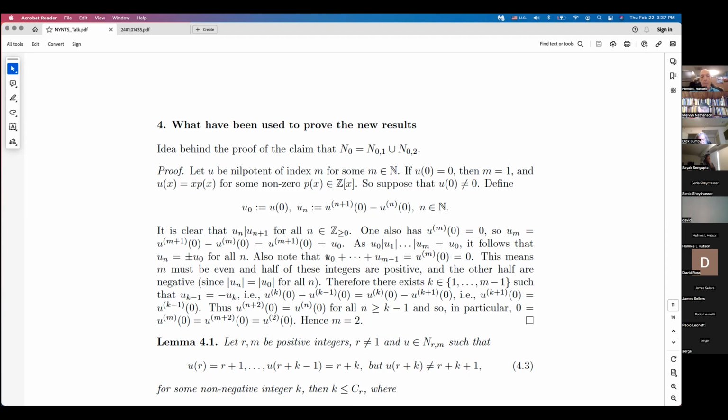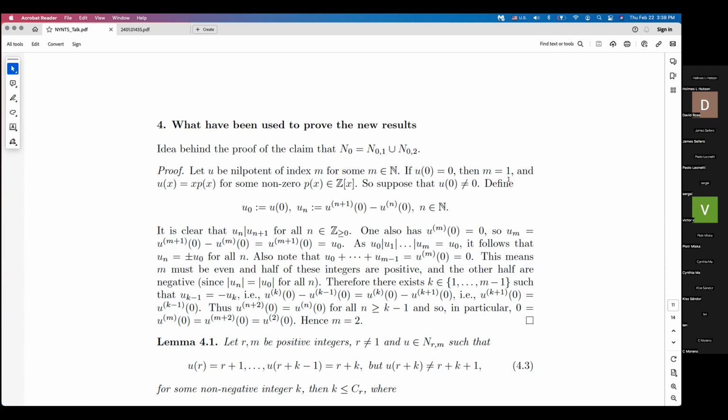Also, if you add up all the u_i's up to m minus 1, then this looks like a telescopic series. And you will end up with u_m(0), which is just 0. So we know that up to this one, actually it is true for every n, but in particular up to this one, m minus 1, all of these guys are plus or minus u_0. And if you add them up, you're going to get 0. So there's exactly half of these things which are u_0, and the other half is minus u_0.